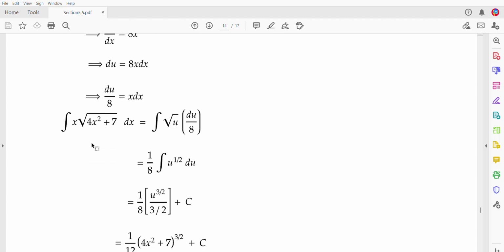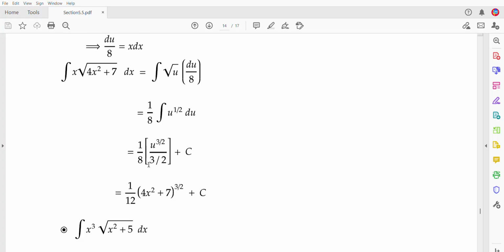So our integral x square root 4x squared plus 7 dx is the integral of square root of u, with x dx being du over 8. Get the 8 out in the denominator. We just saw the integral of u to the half du is u to the 3 halves over 3 halves. This reduces, notice. 2 goes here 4 times. 4 times 3 is a 12. You have resubstituted u to be 4x squared plus 7 to the power 3 halves, plus c.